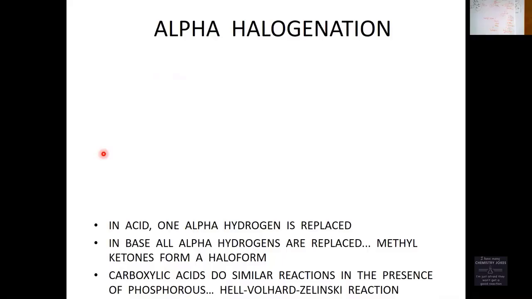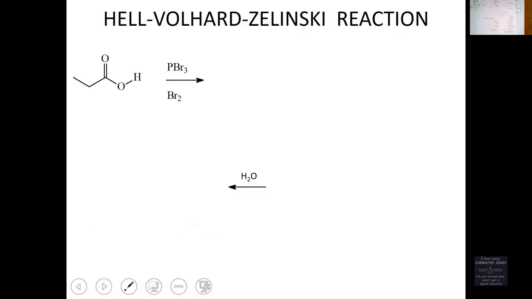So we did the mechanism in acid and in base, and we made it specific to a methyl ketone. Carboxylic acids can also do this. It's called the Hell-Volhard-Zelinsky reaction. We'll see that one next, but we're not responsible for its mechanism. So the Hell-Volhard-Zelinsky, HVZ: first, you add PBr3 and Br2. That's old news. What the heck does that do? It turns your carboxylic acid into an acid bromide.